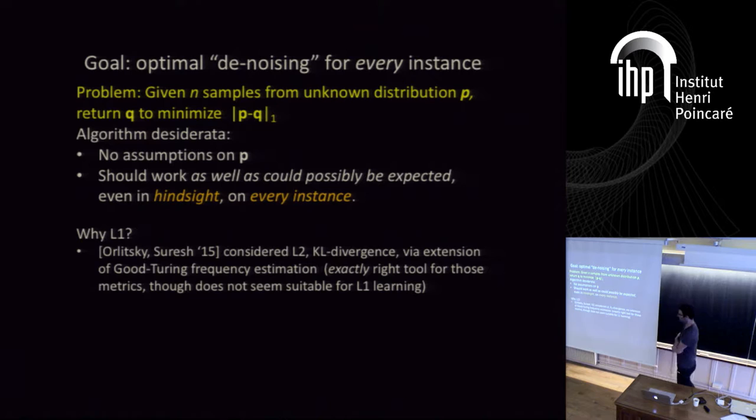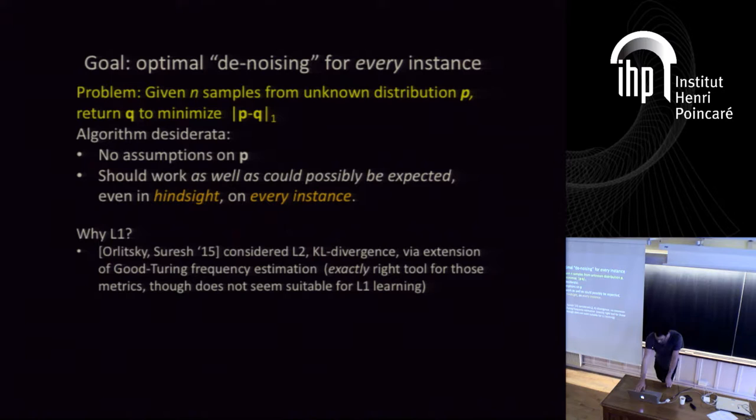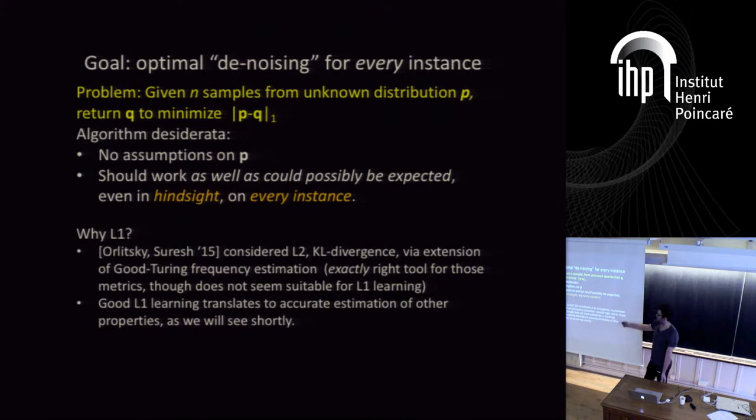For total variation distance, these Good-Turing frequency estimation tools are not really what you'd like to be using. One reason why L1 is nice is if you can learn well in total variation distance, it turns out you can estimate properties of the distribution quite well, and we'll see this in some of the applications to estimating frequencies of unobserved mutations and this sort of thing.